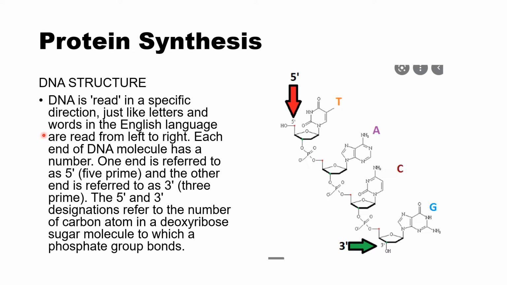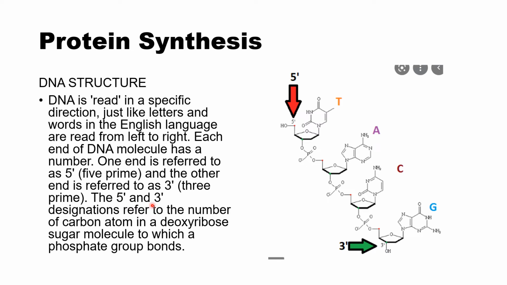Okay, but before that pala, i-explain ko lang para hindi tayo malito doon sa continuation ng explanation. So, sa structure ng DNA, it is read in a specific direction just like letters and words in the English language, which are read from left to right. So, each end of the DNA molecule has a number. One end is referred to as the 5', dito sa part na to, and the other end is referred to as 3', dito sa part na to.